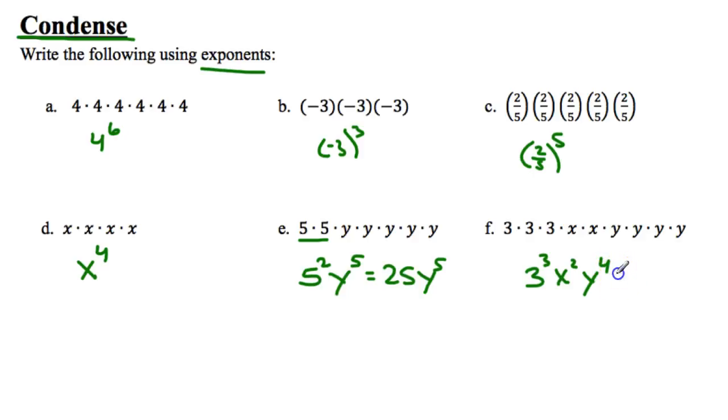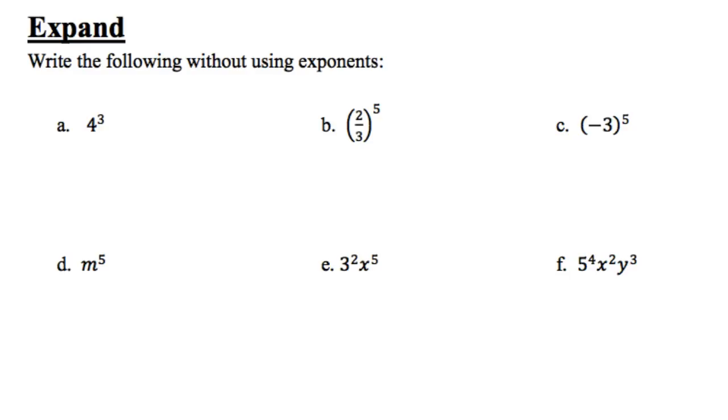Then you might say again, hey, Mr. Durkis, I know 3 cubed. 3 times 3 is 9, times 3 is 27. So you could say 27 x squared y to the 4th. That's cool too. So we condensed. Now we're going to expand again. We did this a little on the front. Let's do it again.